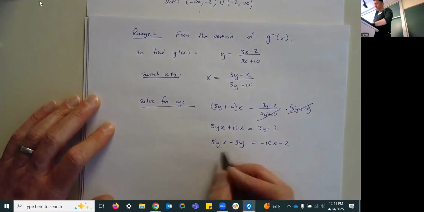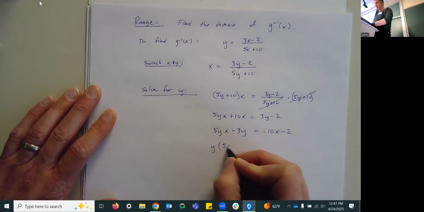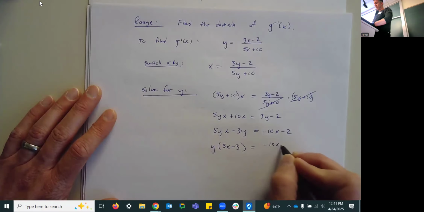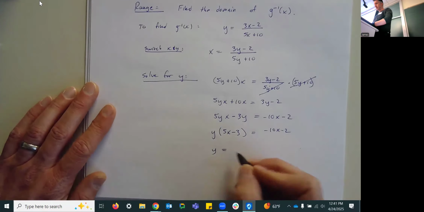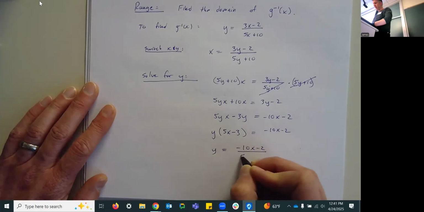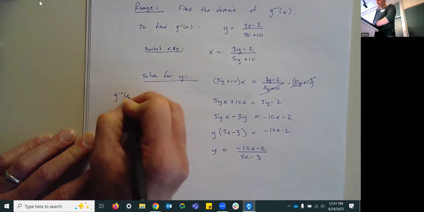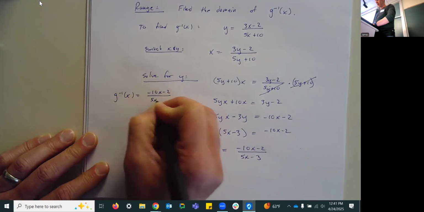Finally, factor out a y from the left-hand side. So factoring out a y, we're left with 5x minus 3 equal to negative 10x minus 2. And then finally, divide both sides by 5x minus 3 to get y equal to negative 10x minus 2 over 5x minus 3. So our inverse function is negative 10x minus 2 over 5x minus 3.